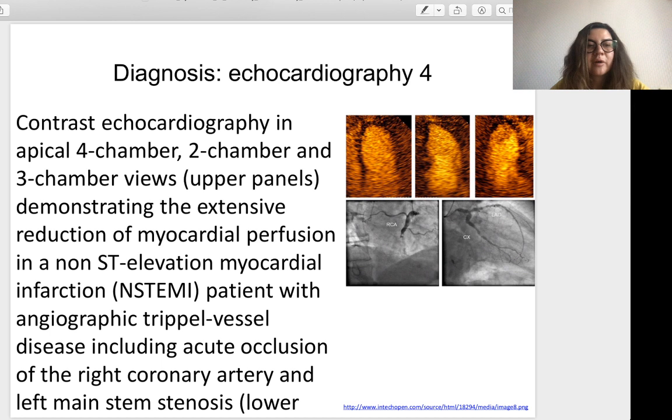Contrast echocardiography in apical 4-chamber, 2-chamber, and 3-chamber views. Upper panels demonstrate the extensive reduction of myocardial perfusion in a non-ST elevation myocardial infarction patient, with angiographic triple vessel disease including acute occlusion of the right coronary artery and left main stem stenosis.